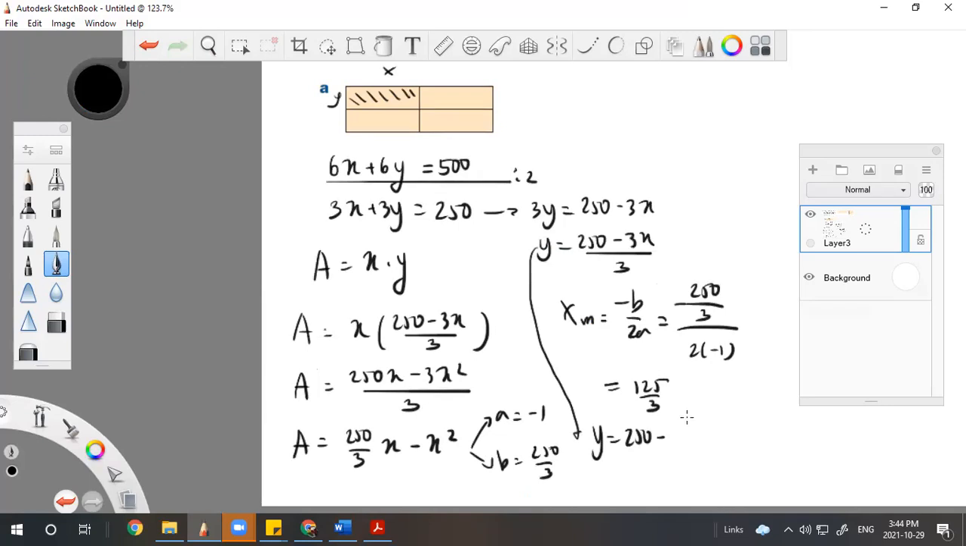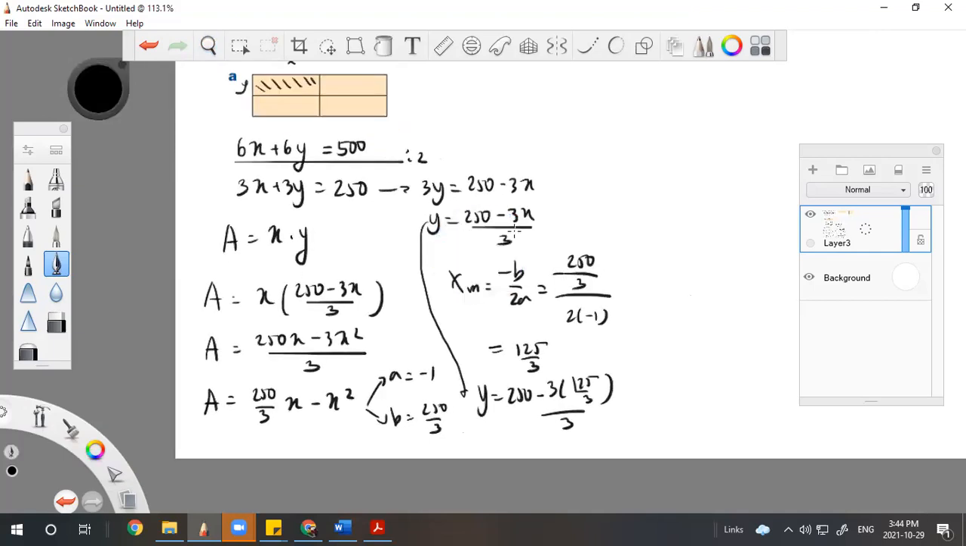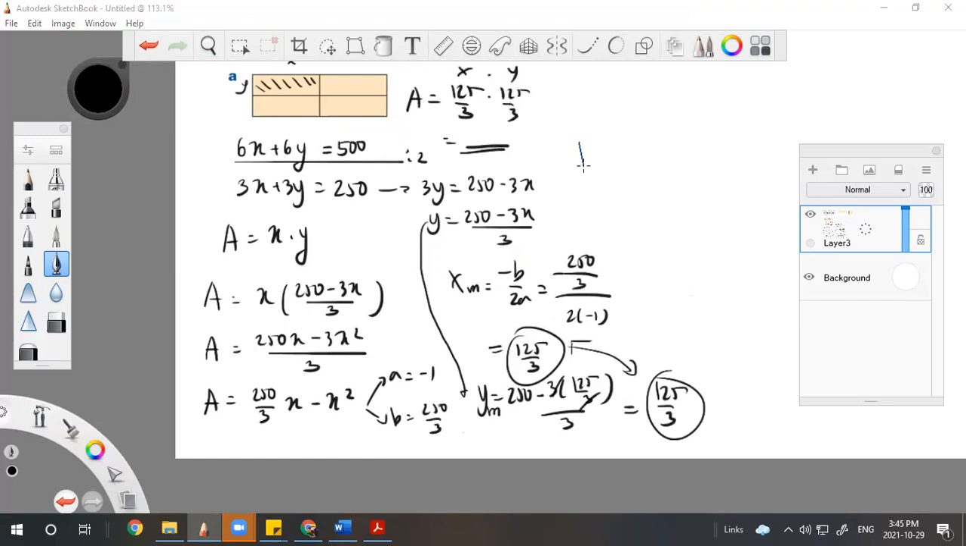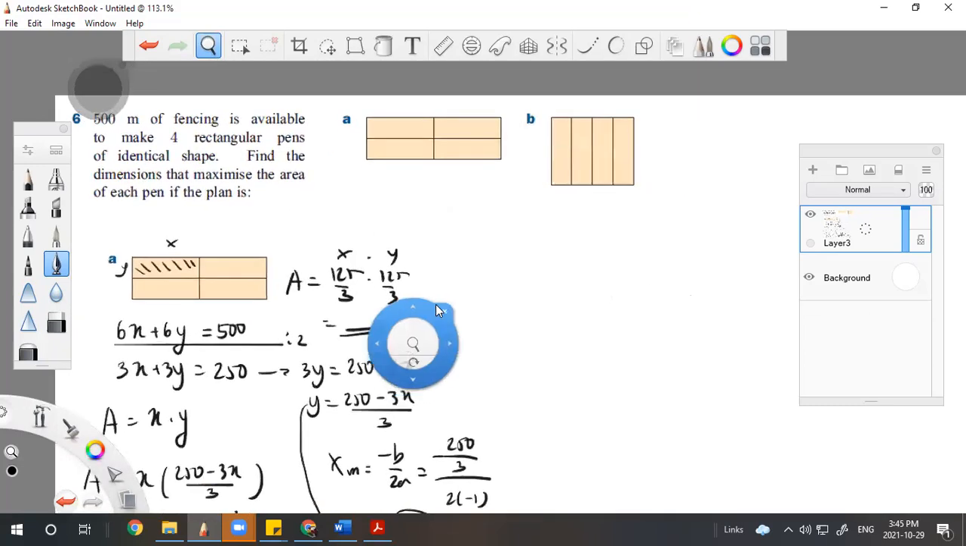250 minus 3 times 125 over 3, over 3. And it is again a square, right? You can cross this, 125 over 3. See? The same. So the area of each pen for question A, for type A, is x times y. Okay, you can get the answer by yourself. I'm too lazy. Now, how about this?